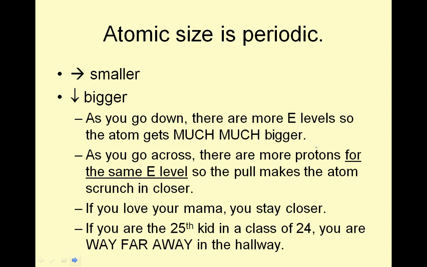Atomic size is periodic. We talked about as you go to the right, it gets smaller. As you go down, it gets bigger. That's not periodic, but you get the idea. As you go down, there are more energy levels, so the atom gets much bigger. As you go across, there are more protons for the same energy level. So remember, protons are positive, so the pull makes the atoms crunch in closer. So protons attract the electrons, and that's why it gets smaller. More protons means more attraction.